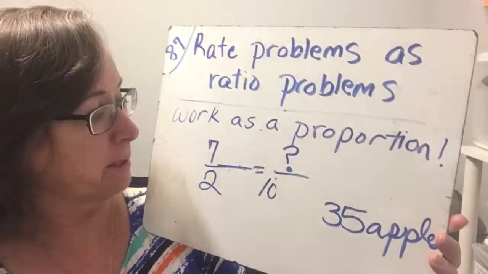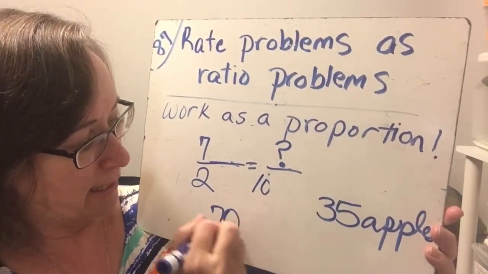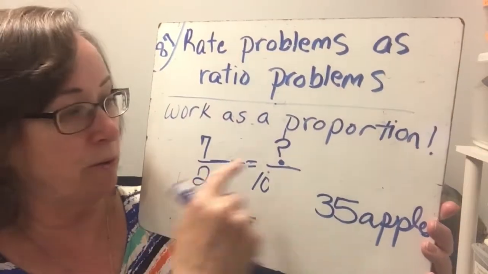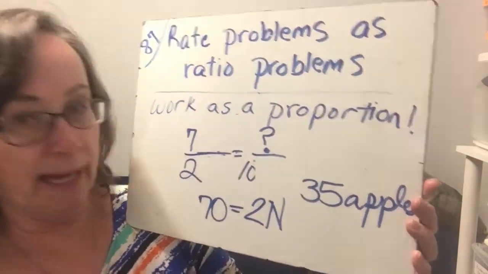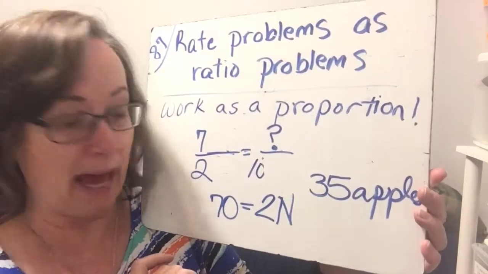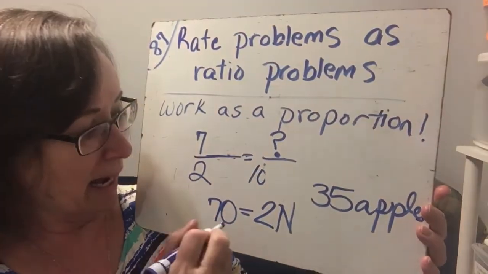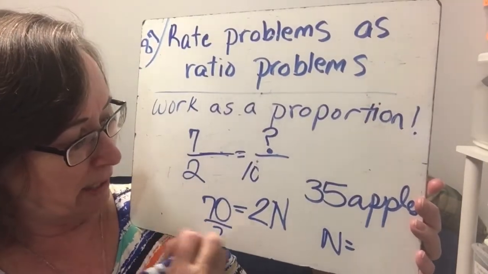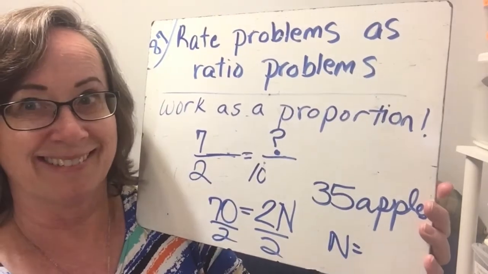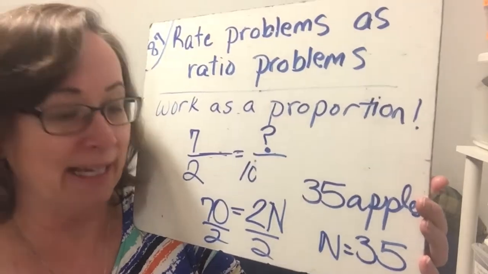And we can cross multiply. 7 times 10 is 70 equals 2 times n. Okay, so now n is the number of apples. So now I'm going to divide both sides by 2, and I'm going to get n is 70 divided by 2, which is 35 apples. And I get 35 apples again.